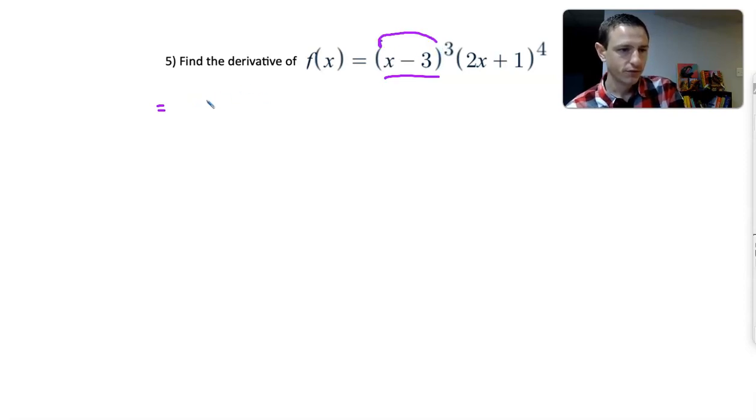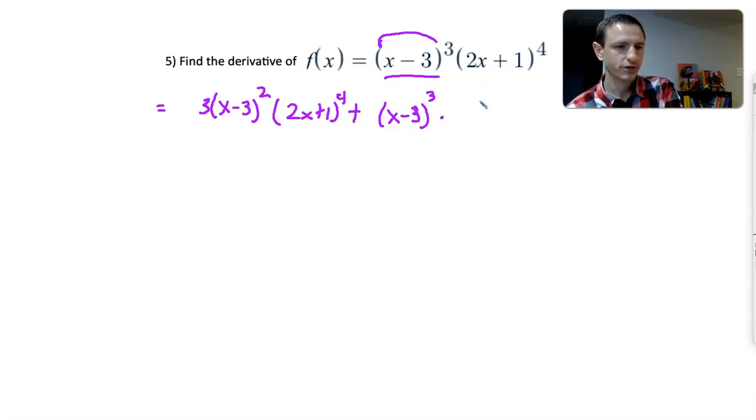So this is going to become 3 times (x minus 3) squared times the original second function, (2x plus 1) raised to the fourth, plus the original first function, so (x minus 3) to the third, times the derivative of the second function, and that is chain rule again. And don't think of this as 4 times this whole expression. You're taking the derivative of this function. So it's 4(2x plus 1) raised to the third times 2.